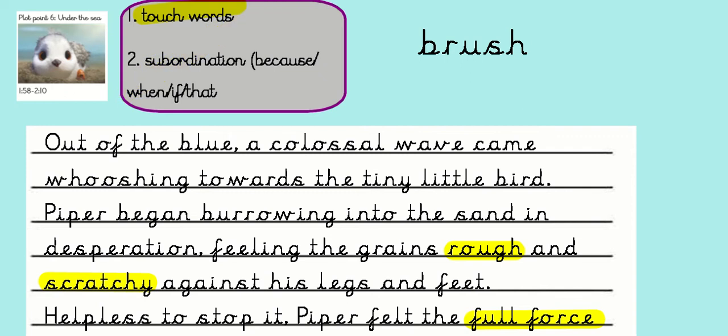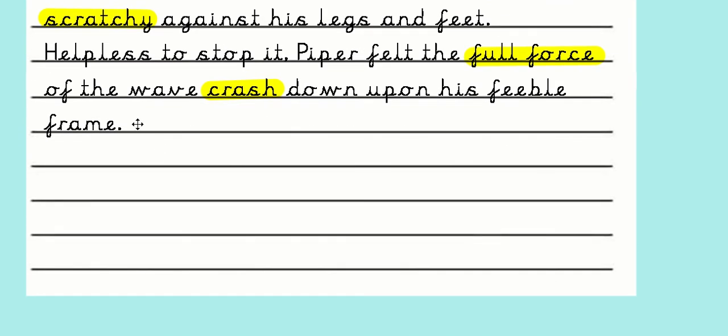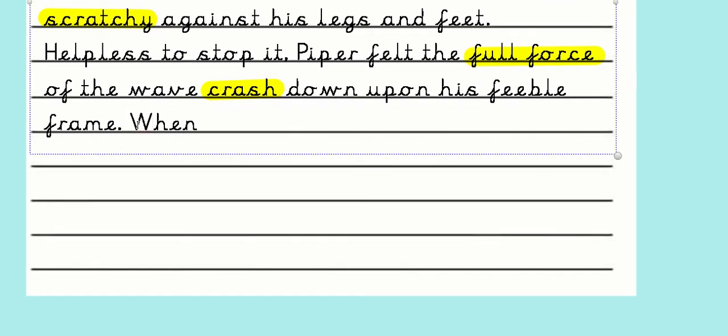I'm going to try and use the word when to start this sentence and subordinate my clauses, stick them together. So I'm going to have when he, we could have Piper, he was frightened. He was frightened.